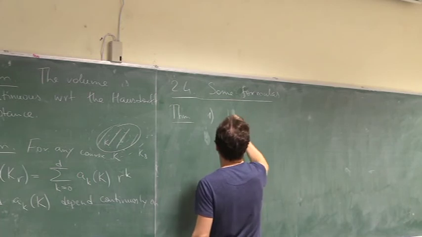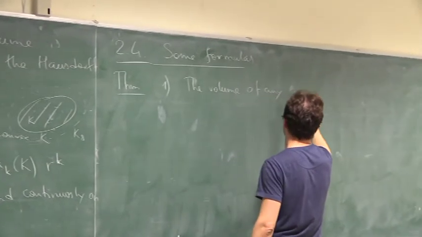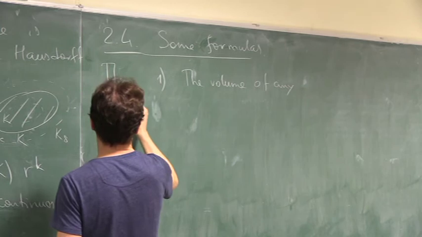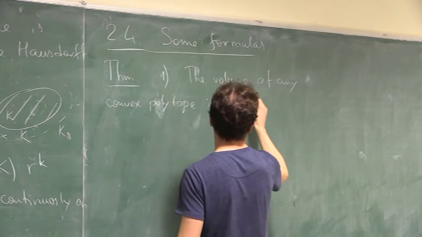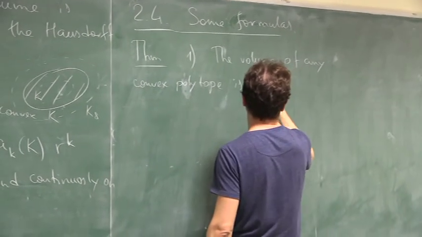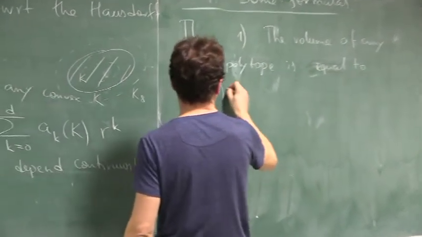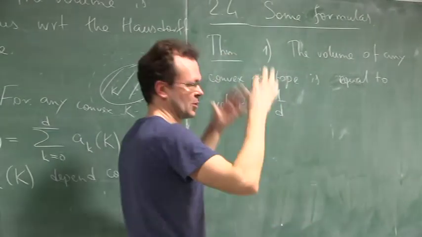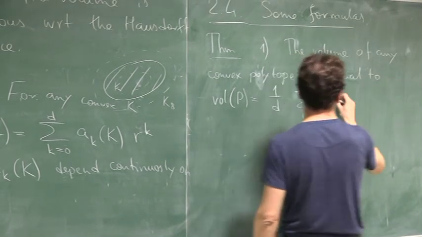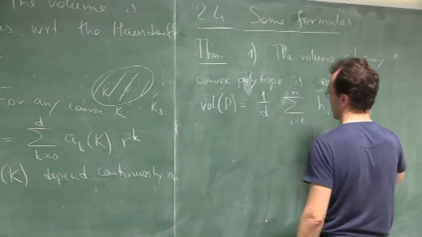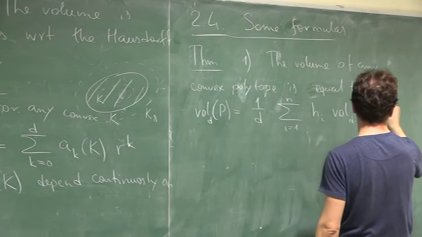So the volume of any convex polytope is equal to 1/d, where d is the dimension of the ambient space. And then there comes the sum over i from 1 to n, h_i times the volume. Well, so this was the d-dimensional volume. Now here I will take the (d-1)-dimensional volume of F_i.